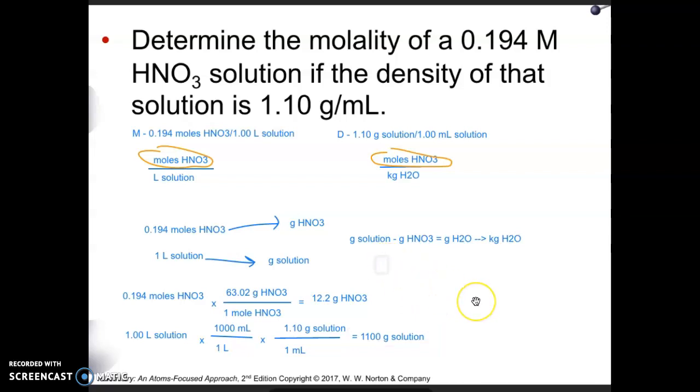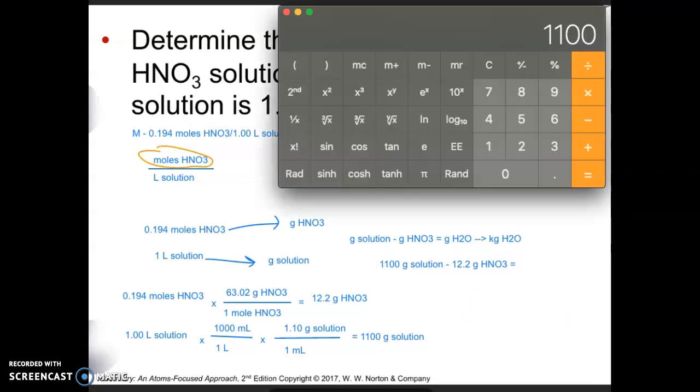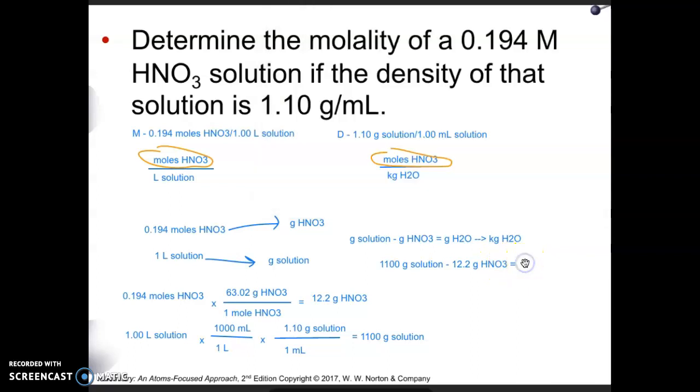Following the equation, I've got 1,100 grams of solution minus 12.2 grams of nitric acid. 1,100 minus 12.2 would give me 1087.8, rounding to sig figs here. I'm going to call that 1090. So I've got 1,090 grams of water, which I could convert, divide by 1,000. That's 1.09 kilograms of water.